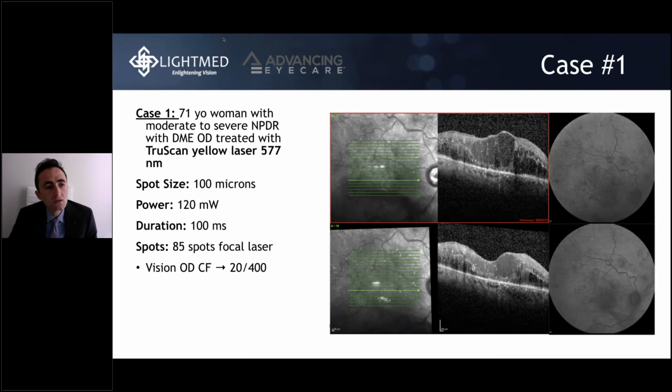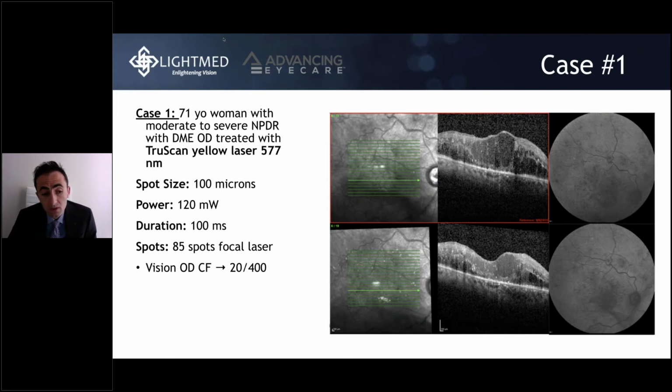So going back to my patient, I discussed with her the treatment options, and we decided to go with laser treatment for the macula using the 577 nanometer laser. For her, I applied 100 microns for the spot size with a power of 120 milliwatts, duration of 100 milliseconds. She was one of the early patients that I treated, so I just did traditional focal laser, 85 spots. I didn't do the SP-Mode on her.